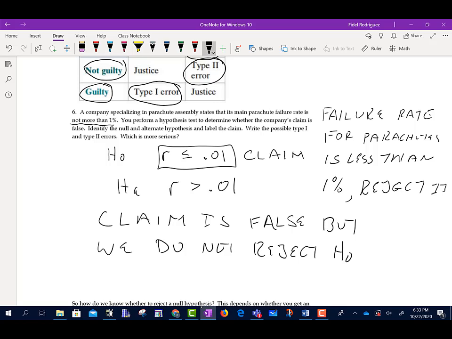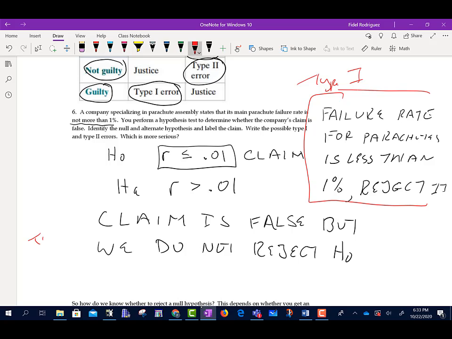Suppose the failure rate is really less than 1%, but we reject it. So we say, you know what, I'm not sure that the failure rate on these parachutes is less than 1%. I'm not going to go skydiving because maybe it's going to be too dangerous. That would be a type 1 error.